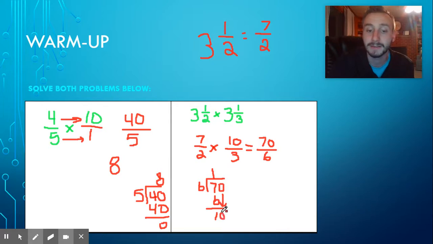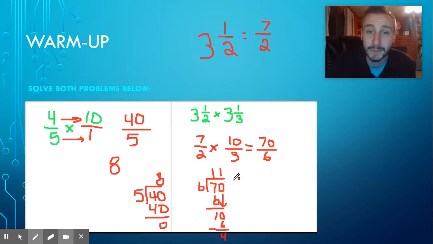Now you have 10. 6 times what gets me really close to 10? Well, 6 times 1 is 6, and 6 times 2 is 12, and that's too much, so we only have to use 1 again. 6 times 1 is 6. Well, 10 minus 6 gives you 4, which is your remainder.